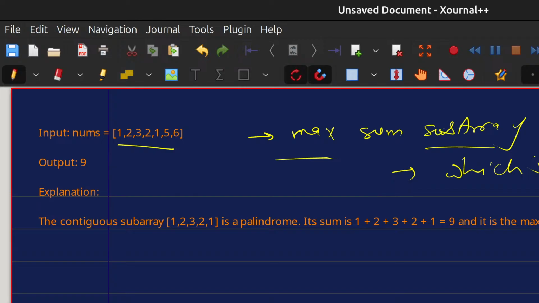So we have two problems in one. We have to find the maximum sum of a sub-array, and then we have to check if that is a palindrome or not. Alright. So here is the solution in this case. So let's say this is the array, right?